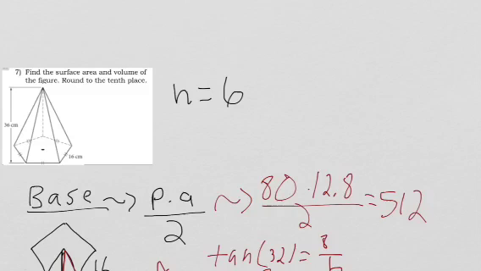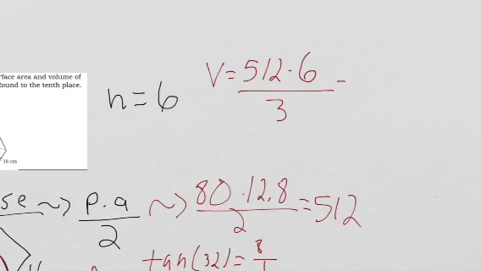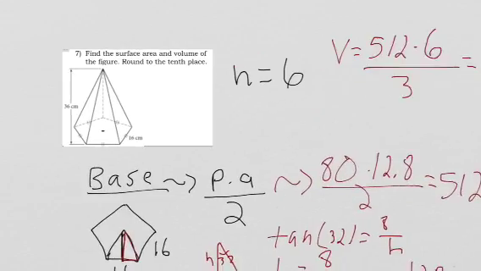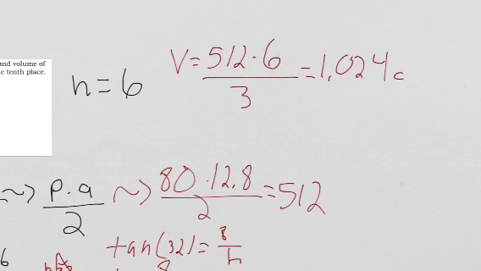The height is 6, so then we just are going to finish this up by saying V equals the area of the base times height divided by 3. Okay, so 1/3 area of the base times height. So the area times 6, divided by 3 gives us the volume. And then let's check our units. It's centimeters, so we have the volume in centimeters cubed.